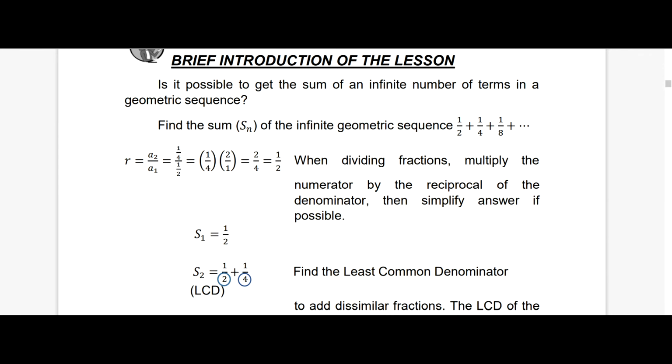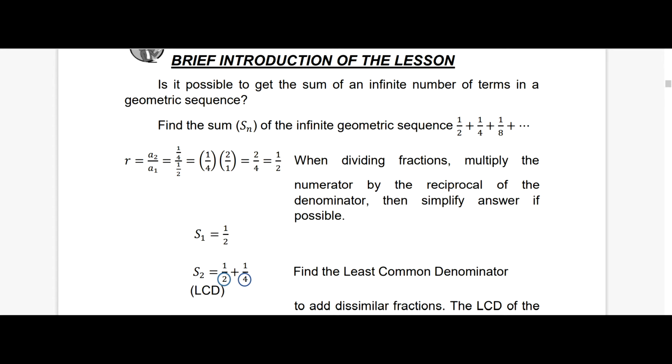Now, for example, we have here find the sum of the infinite geometric sequence of 1/2, 1/4, 1/8, and so on and so forth. So, wala tayong hinihinging number of terms dito. Ang hinihingi natin is infinite geometric sequence. Ano yung pinagkaiba niya last time? Ano yung hinihingi sa atin? 5 terms, 6 terms, find the 7 terms, find the sum of the 10 terms. But this time, this is infinite. So, walang katapusan.